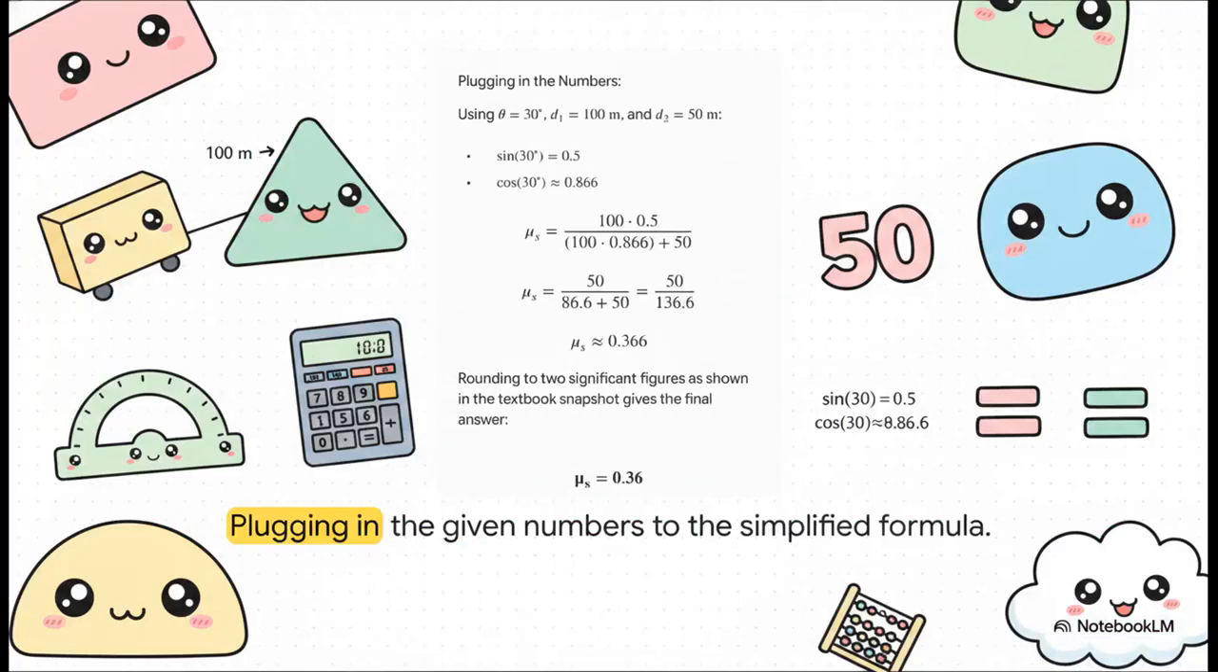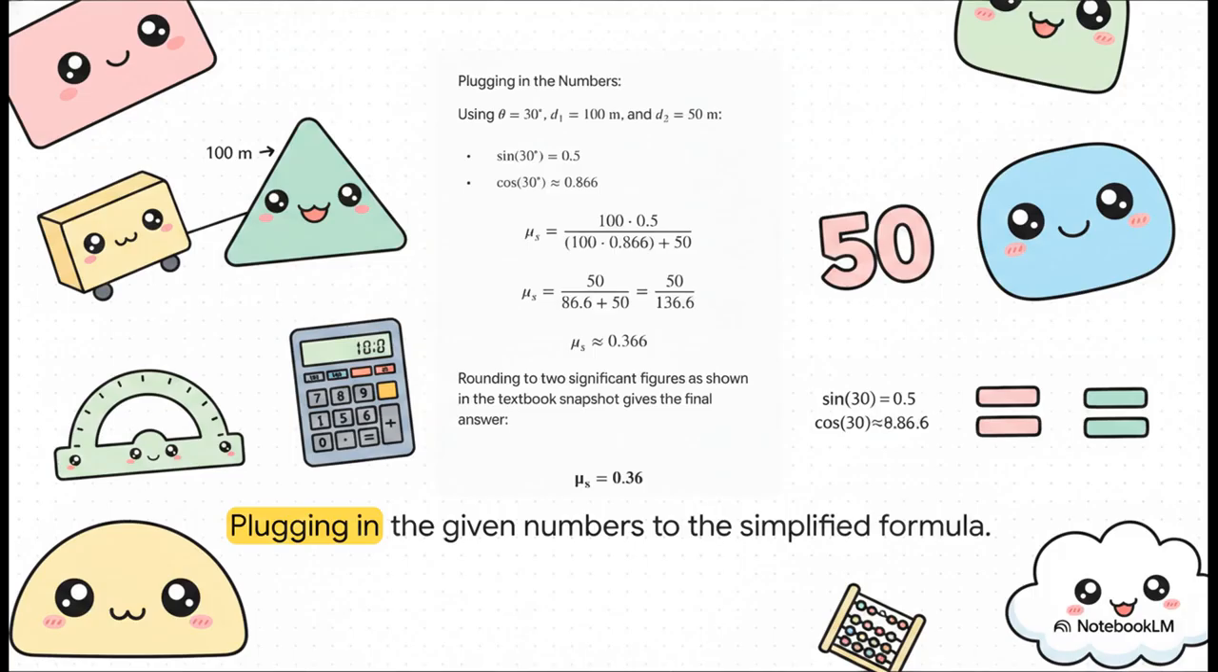All right, grand finale time. Let's take those knowns from our toolkit and plug them into our shiny new equation. We know our slope distance, d1, is 100. Our angle theta is 30 degrees, and the sine of 30 is exactly 0.5. The cosine of 30 is roughly 0.866, and our flat coasting distance, d2, is 50.